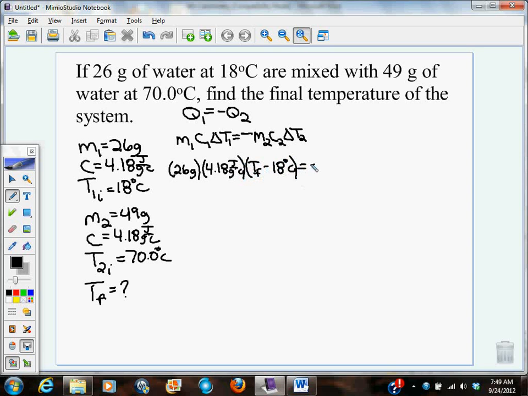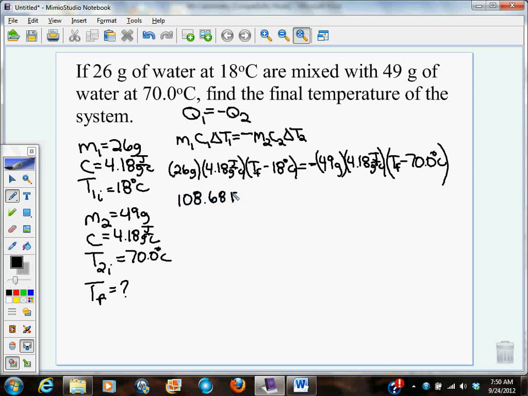And that's going to be equal to the negative of M2, 49 grams, times C2, 4.18 joules per gram degree C, times this temperature change, which is going to be temperature final minus 70.0 degrees C. You need the negative sign in there because on the right-hand side, your final temperature is going to be less than your initial. And on the left-hand side, your final temperature is going to be more than your initial for that mass of water.